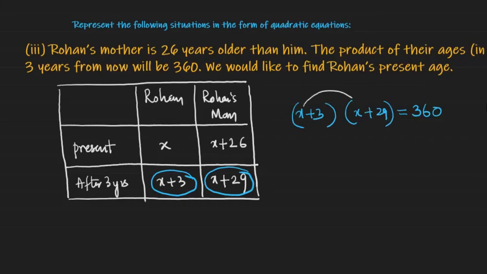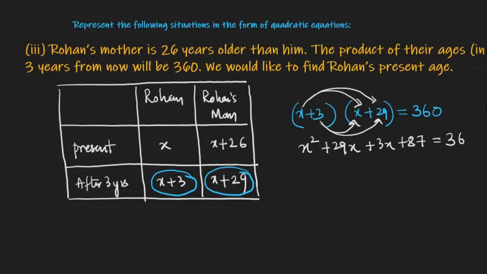Let's simplify. X into X gives me X square. X into 29 gives me 29X. 3 into X gives me 3X. 3 into 29 gives me 87. That is equal to 360.